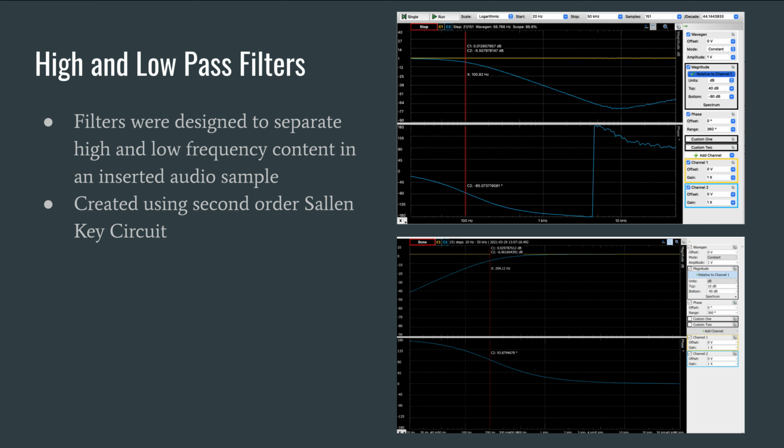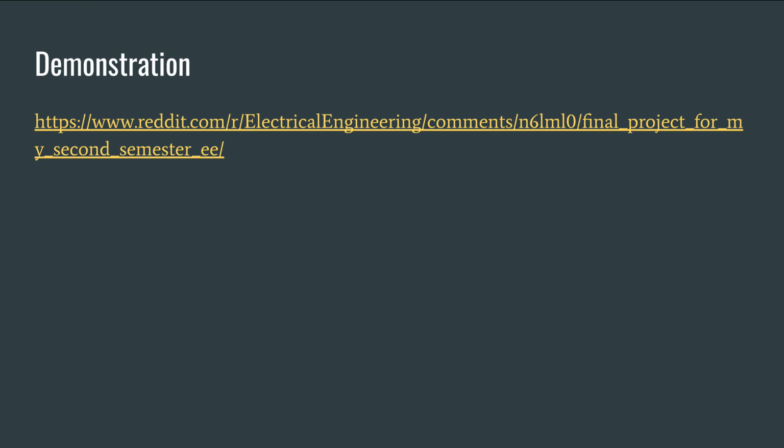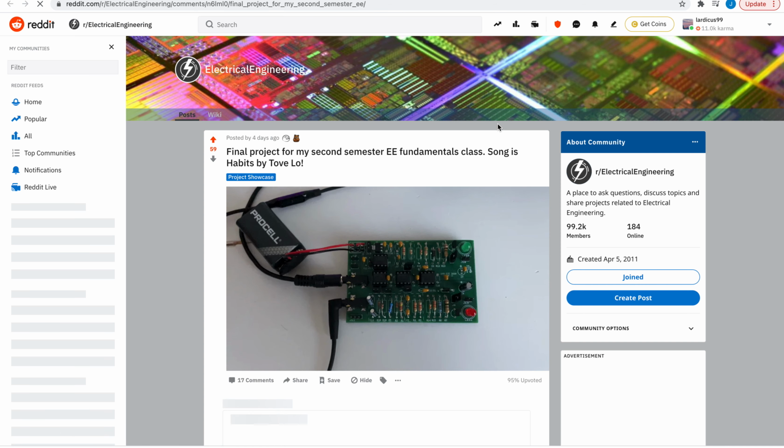In order to create both of these filters, a second order Sallen-Key circuit was implemented so that the use of more expensive inductors could be avoided and instead capacitors and a powered op amp could be used. Here is a quick demonstration.